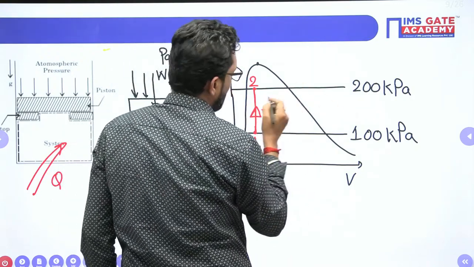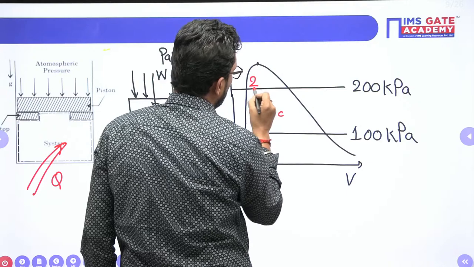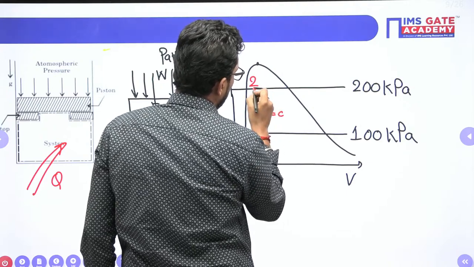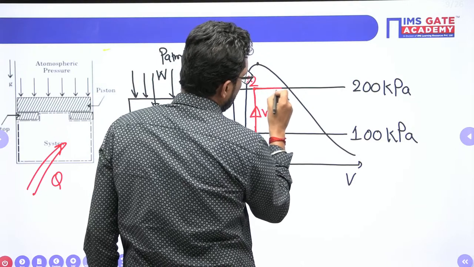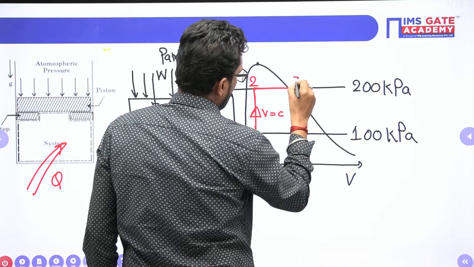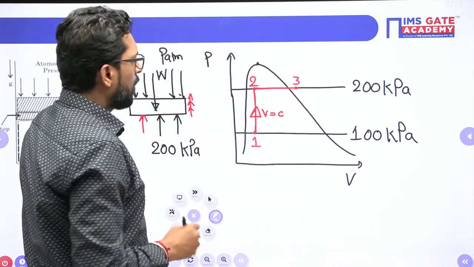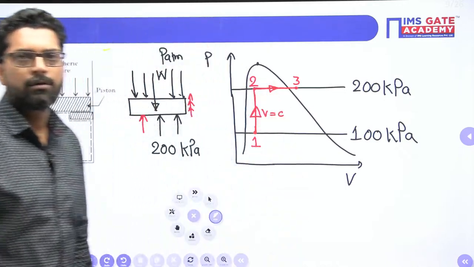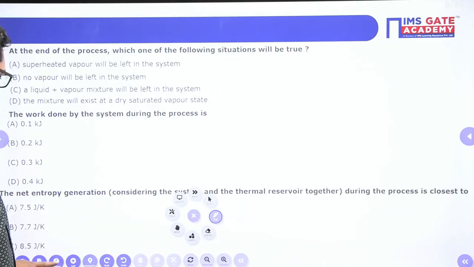But what is that at that constant pressure? I don't know. Let's suppose it is anywhere. Let's suppose this is 3. So this is the process. Where is 3? I don't know, because I think no condition is given.